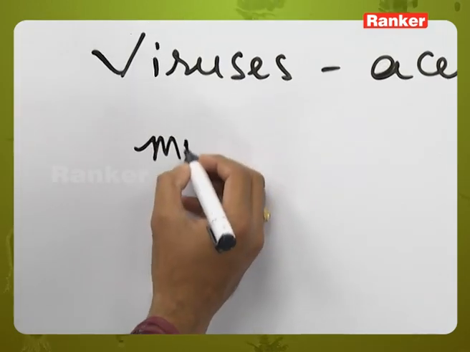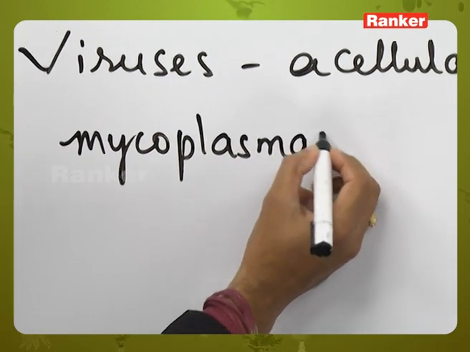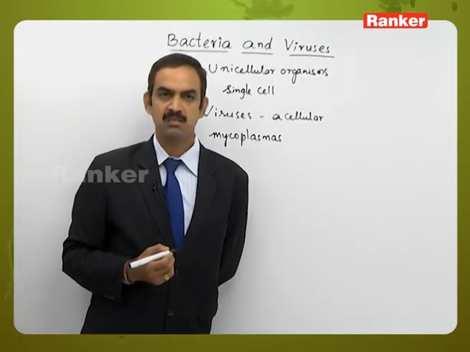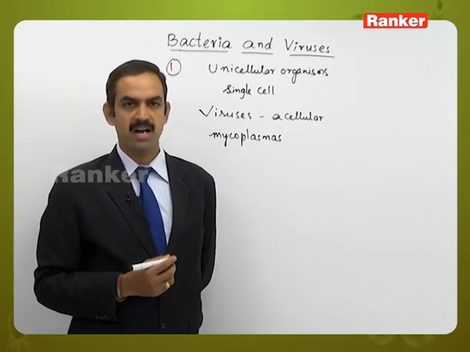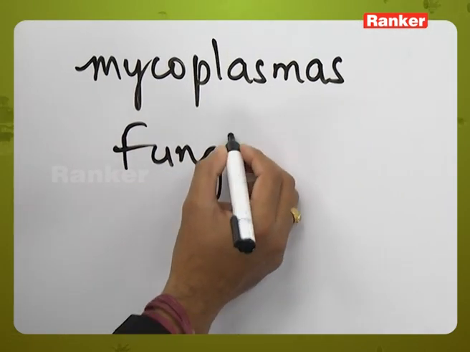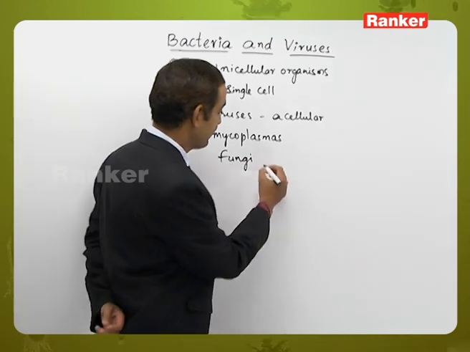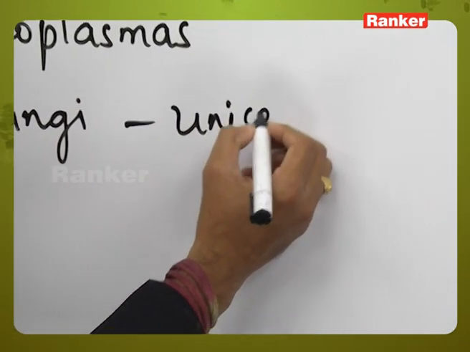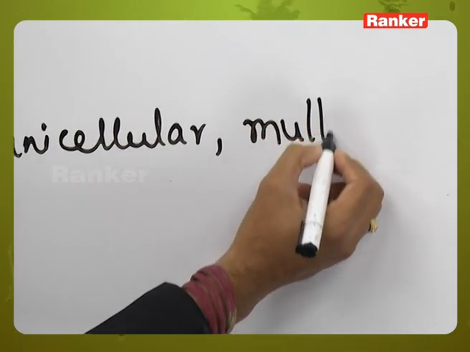Some other group of organisms are called mycoplasmas. Mycoplasmas are also microscopic organisms, but they do not divide by binary fission. The third group is the fungi. Some fungi are microscopic in nature, and some of them are unicellular, while at the same time there are some multicellular organisms also.